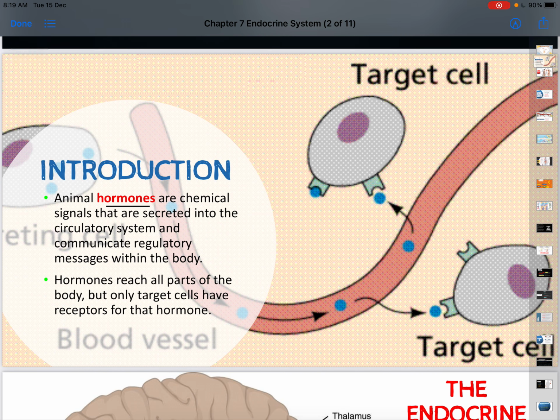For the introduction, what is hormone? Hormones are chemical signals that are secreted into the circulatory system and communicate regulatory messages within the body. So these hormones will reach all parts of the body, but only target cells that have receptors to receive the hormone.